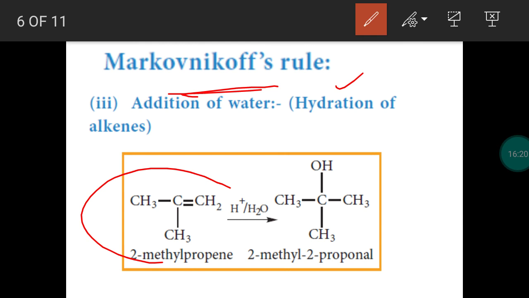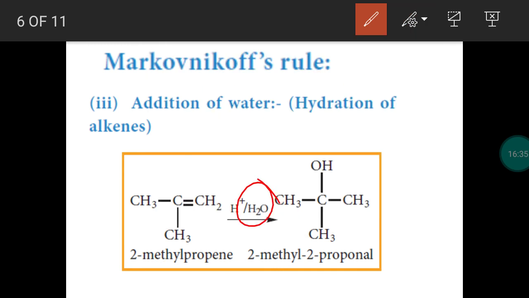So this is also an unsymmetrical alkene. On the right hand side we have CH2, and on the left hand side of the double bond we have CH3, C, CH3. So this is an example of an unsymmetrical alkene. If water is added, it has to follow Markovnikov rule to get the major product. So here, how can we define the Markovnikov rule?